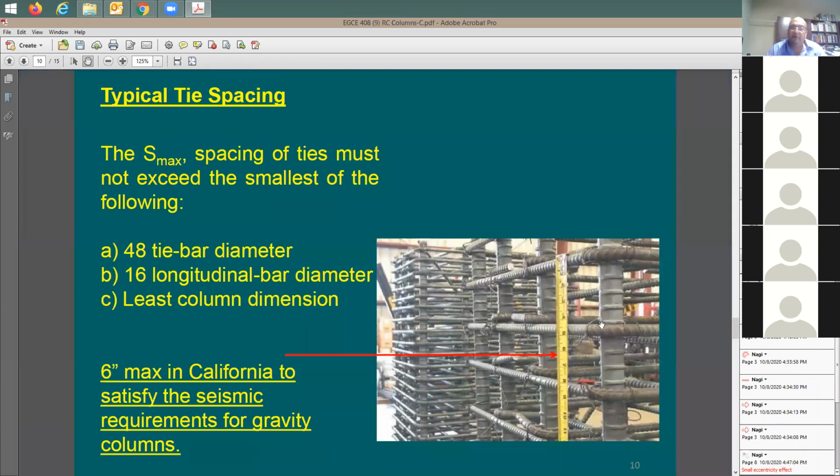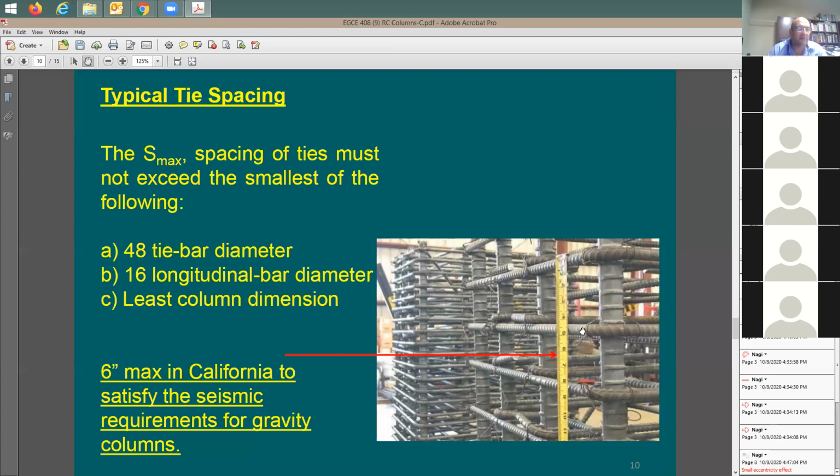The code says for gravity columns, and this is going to be general for all the states except for California. Or let me put it this way. As long as you're going to be in a low seismic zone, the spacing between the ties is going to be 48 times the tie diameter.